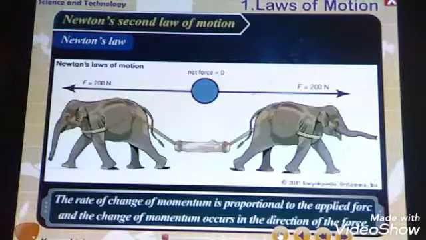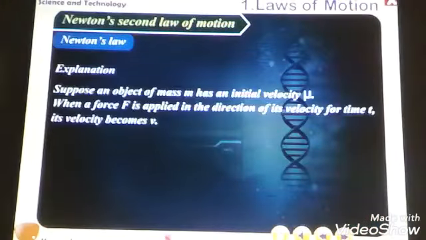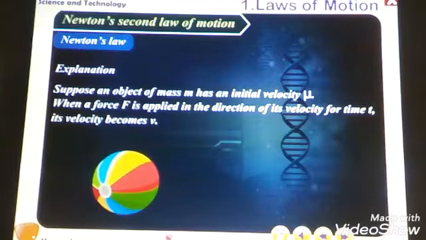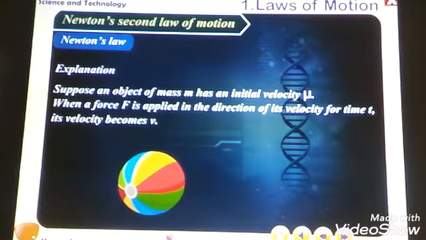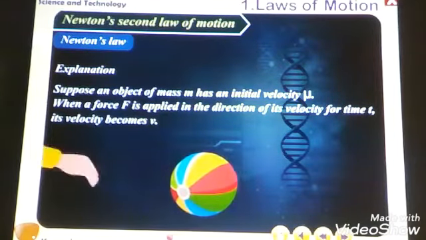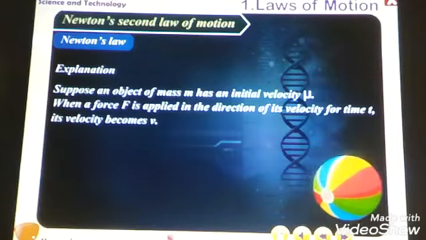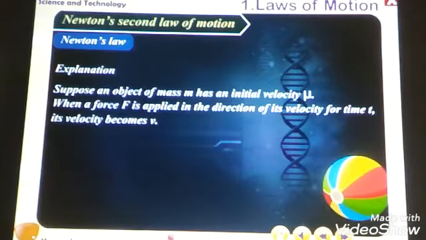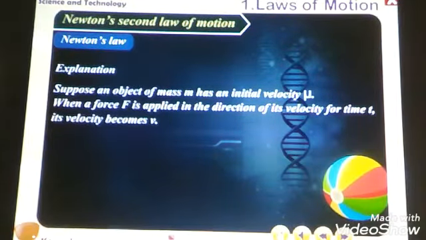So here the Newton's law: the rate of change of momentum is directly proportional to the applied force and the change of momentum occurs in the direction of the force. Explanation. Suppose an object of mass m has its initial velocity u. When a force F is applied in the direction of its velocity for time t, its velocity becomes v.